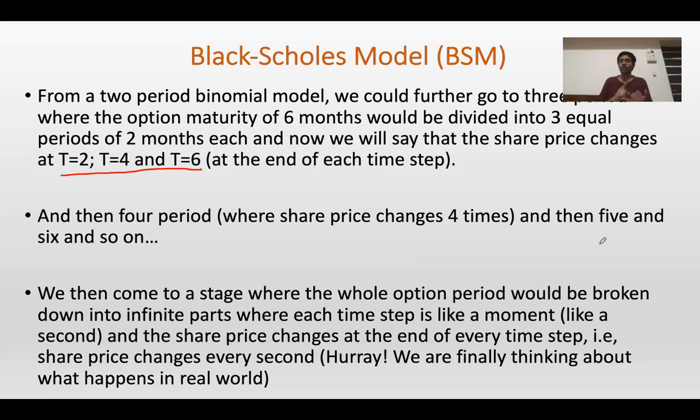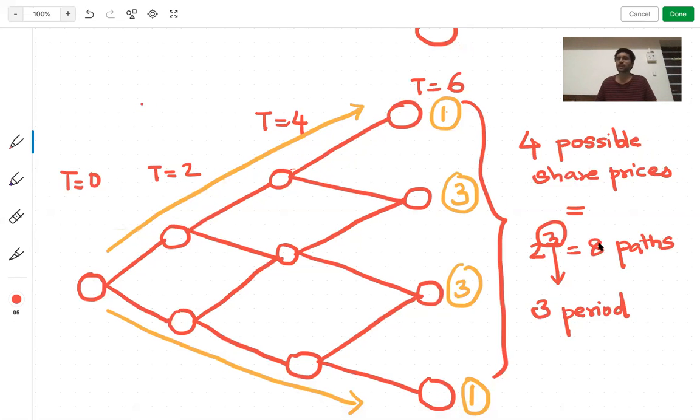Okay, so one thing that will happen is the ultimate number of possible share prices will keep increasing, because in a single period binomial, we had only 2 possible share prices. In a 2-period binomial, we had 3 possible share prices.